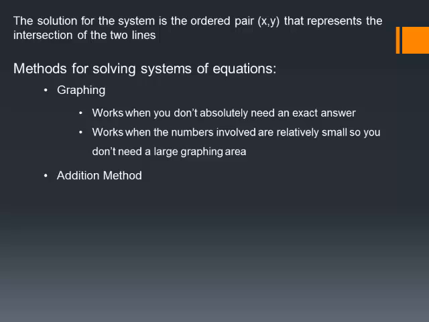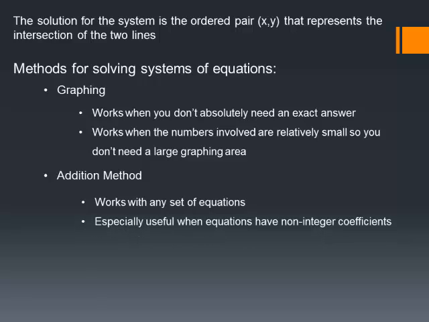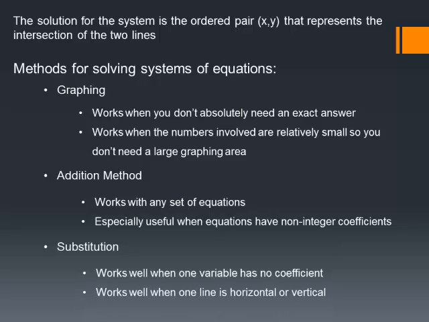We have the addition method, which is also known as elimination, and this works with any set of equations. And this is especially useful when equations have non-integer coefficients. And then we have a method called substitution, which works well when one of the variables has no coefficient on it, and it works well if one line is horizontal or vertical.